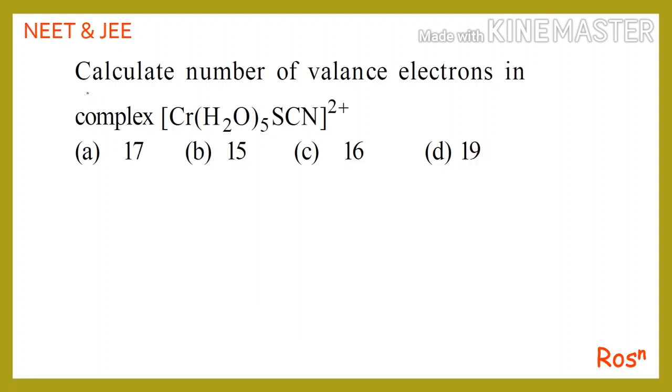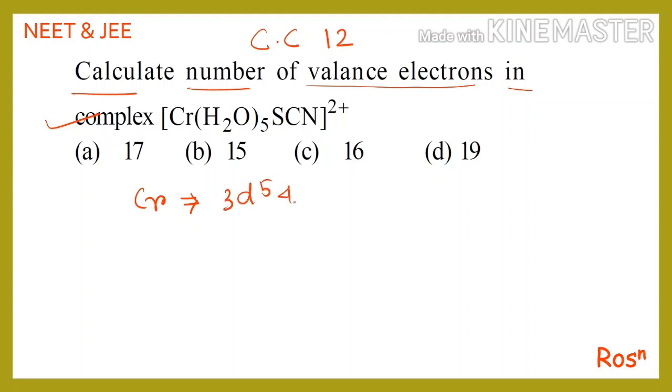See the next question. Calculate the number of valence electrons in the complex. This question comes from coordination compounds, class 12. Okay. Number of electrons. We know the electronic configuration of chromium is 3d5 4s1. So it contributes 6 electrons. Okay.